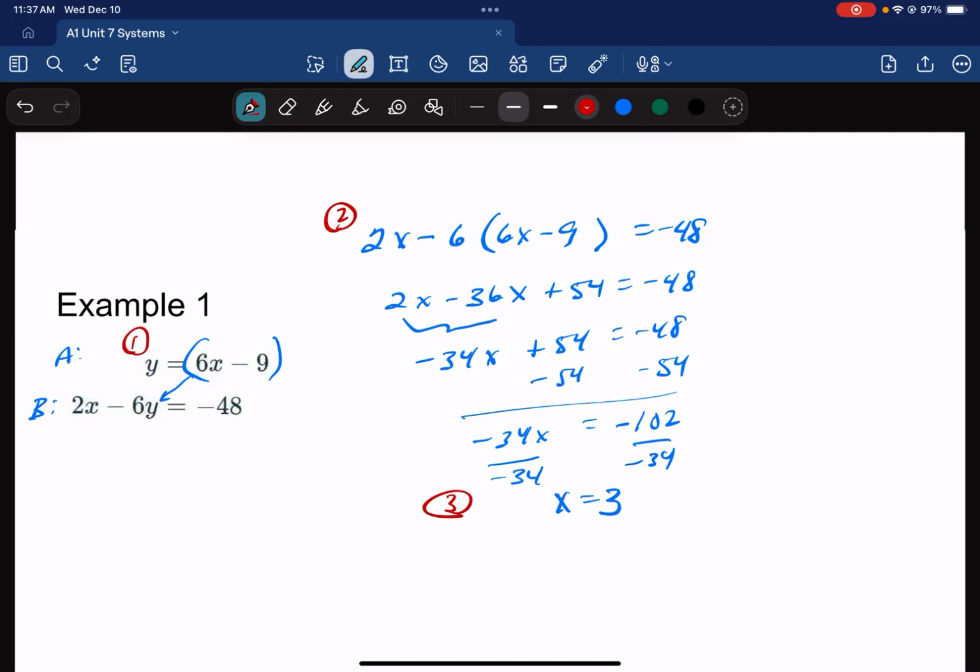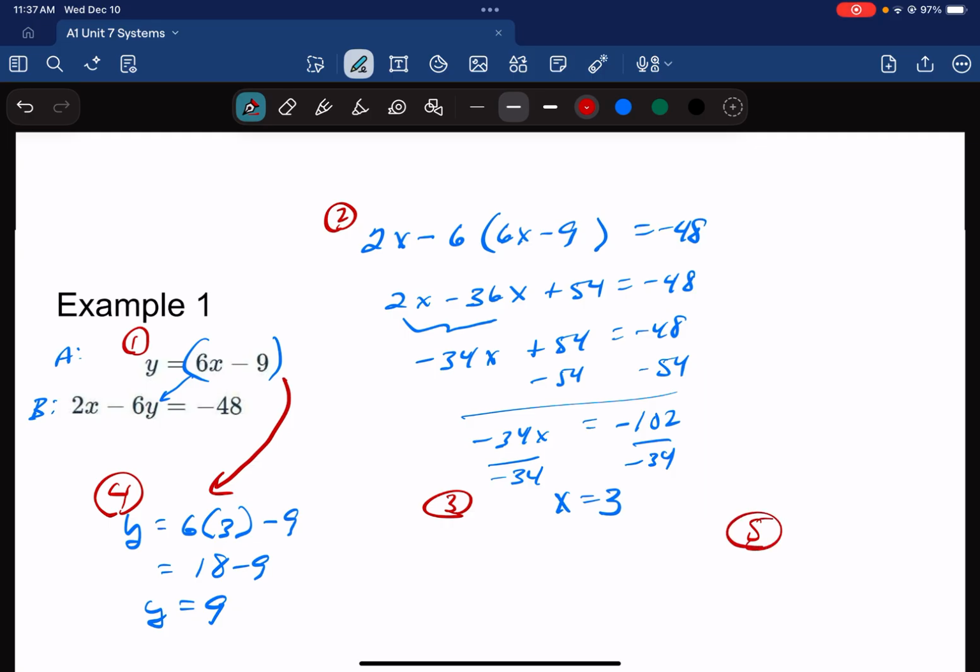Then step 4, you plug it back in. So I'm going to come back over here and drag this equation down here. Y equals, whoops, let me go in blue here. Y equals 6 times 3 minus 9. That's 18 minus 9. So step 4, plug it back in and find y. And then step 5, write our solution.